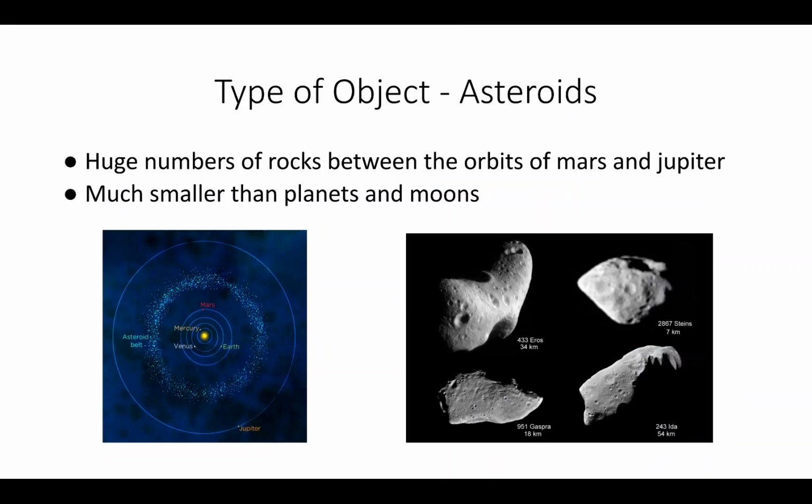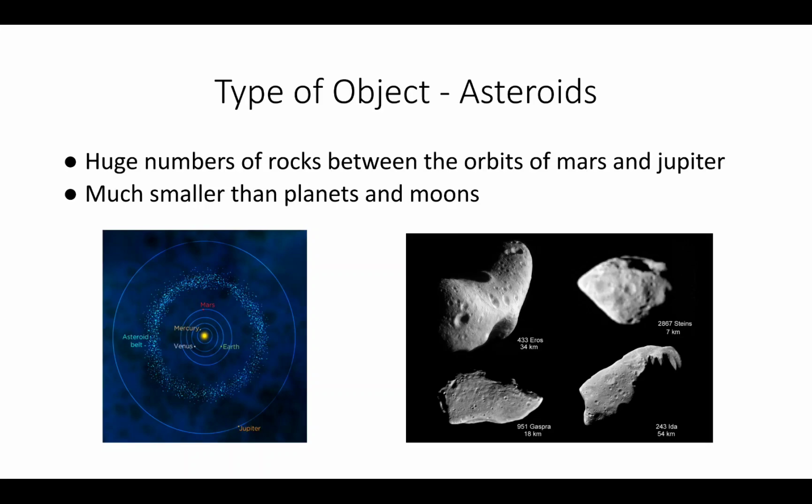Another type of object: asteroids. So huge numbers of rocks between the orbits of Mars and Jupiter. These are much smaller than planets and moons. Obviously they're not spherical, and they've definitely not cleared their own orbit. So they're definitely not planets, and they're very small. Although some of them are pretty big, and you definitely don't want to get hit by them. If we're hit by Eros or Ida, for example, we'd all be dead. But hopefully that won't happen. Well, there's no reason it should happen, actually, because asteroids are in orbit. They're not just going to randomly crash into the Earth.